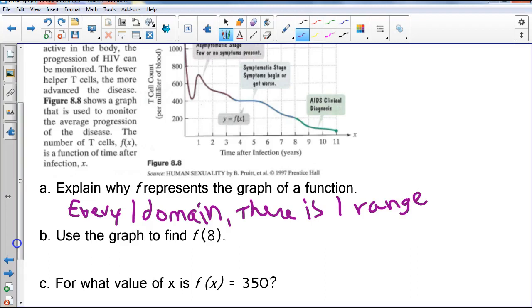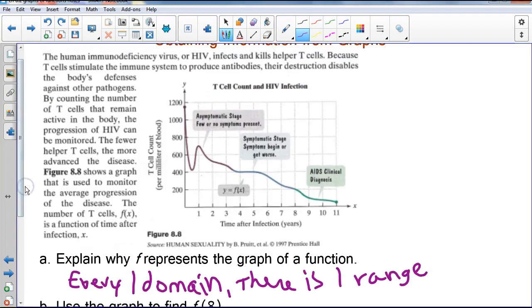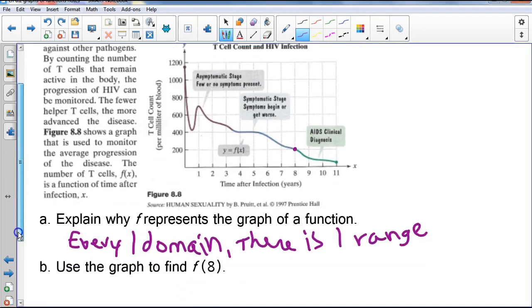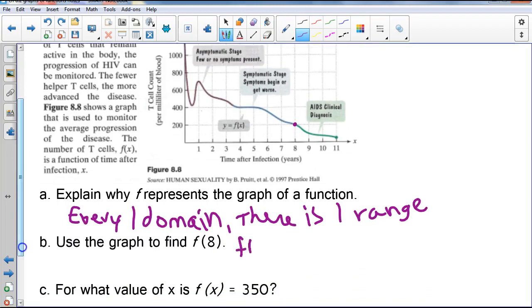Use the graph to find f of 8. So f of 8 says when x is 8, what is f of x? We take a look at your graph, go to x, go to 8, and then read it over to your f of x part, and that is 200 T cells. You have 200 T cells.